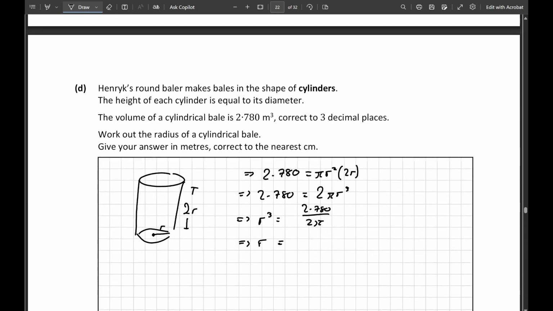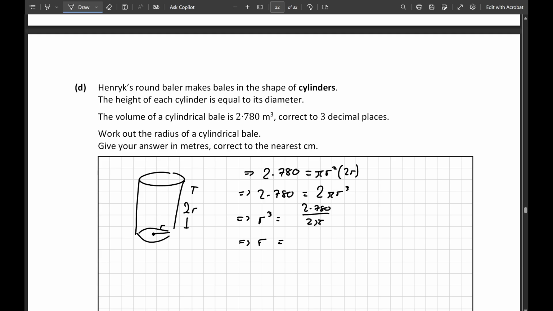Which to the nearest centimeter, that's given in meters again. So that's, well, it gives 0.76 meters, but that's just 76 centimeters. Awesome.